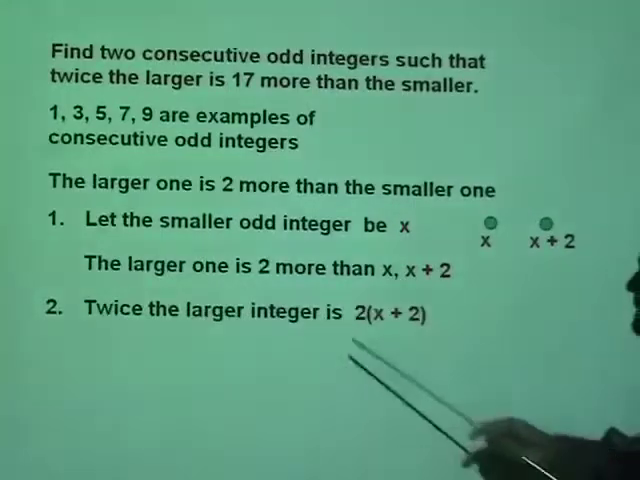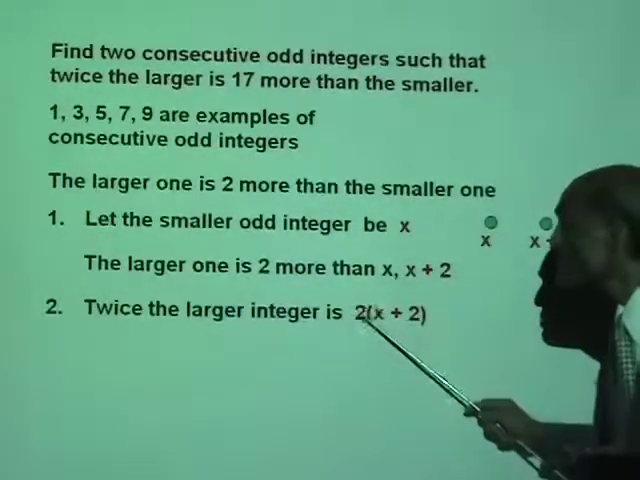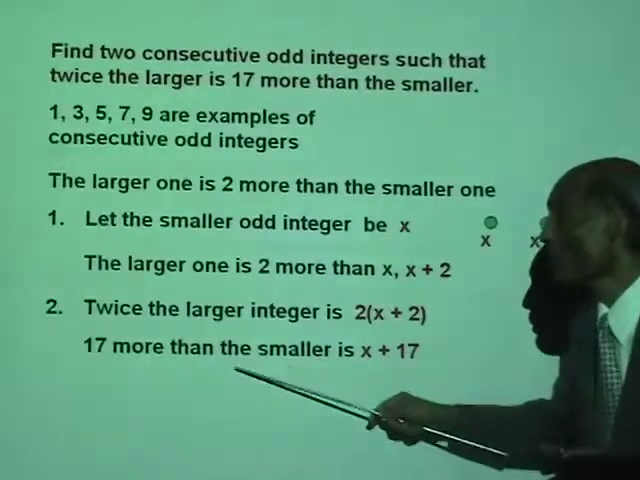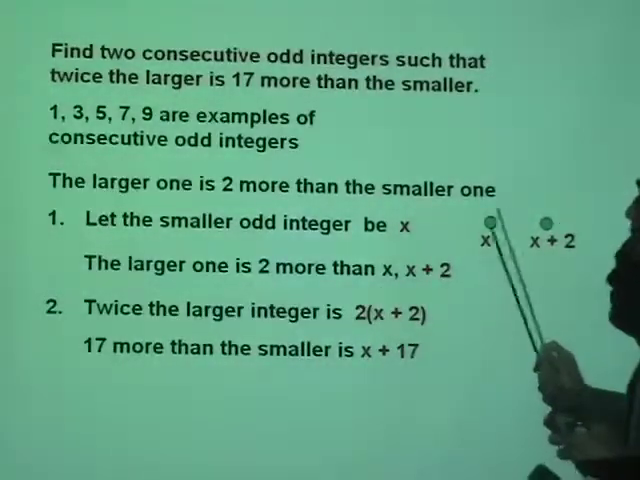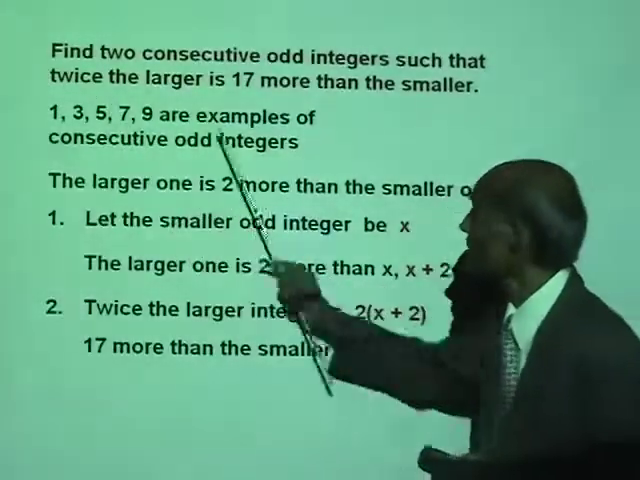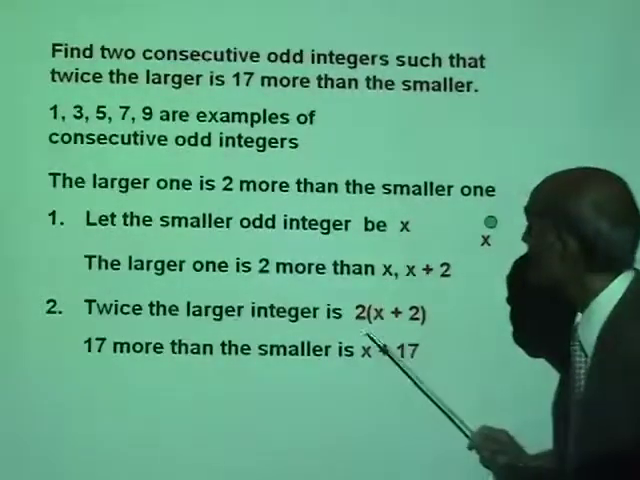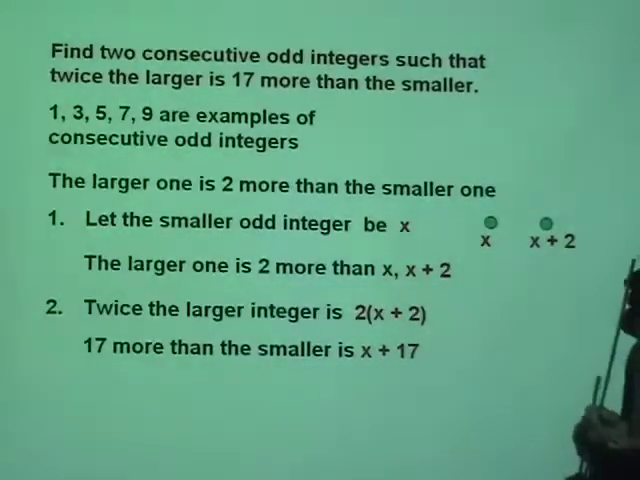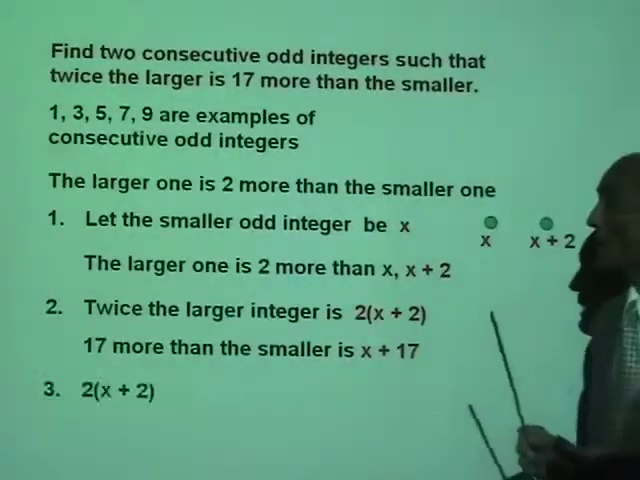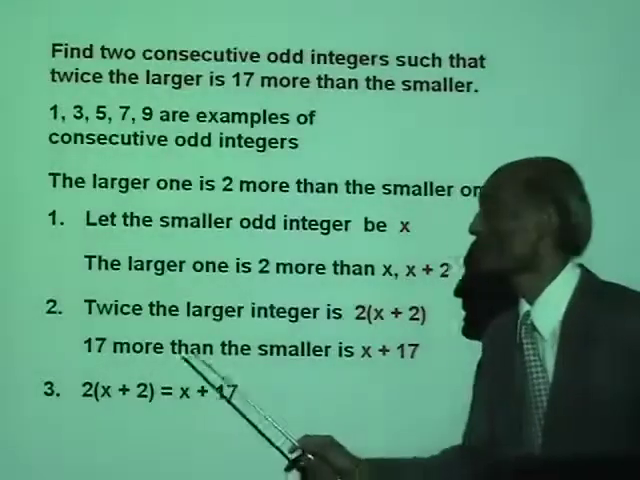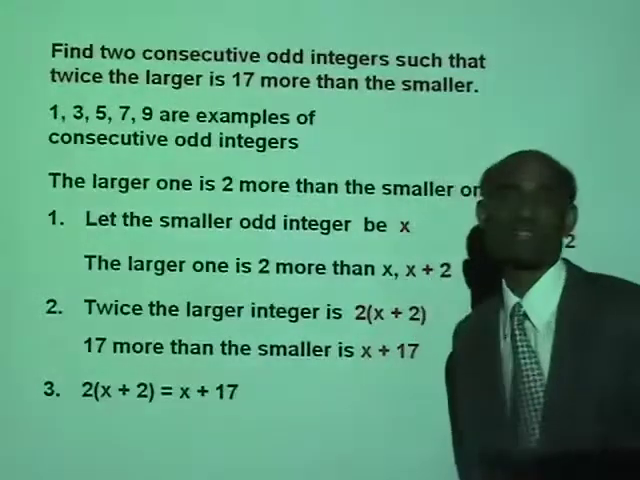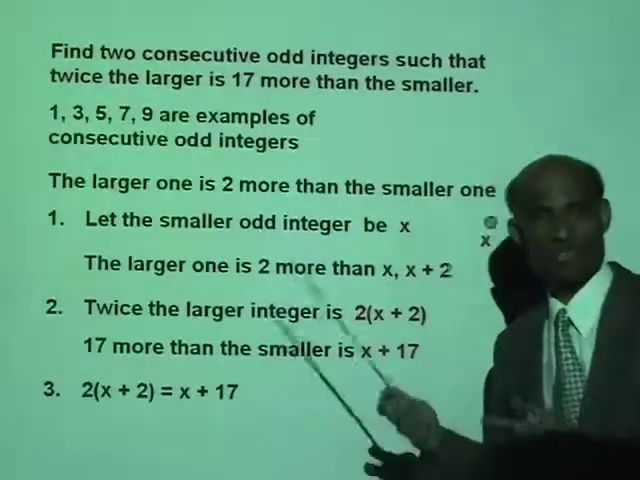Alright, let's write down that. Twice the larger is 2 times x plus 2. And 17 more than the smaller is x plus 17. And according to the problem, twice the larger is equal to 17 more than the smaller. These two quantities are equal, and that is our equation. 2 times x plus 2 equal to x plus 17. Is it difficult for you to set up these equations?